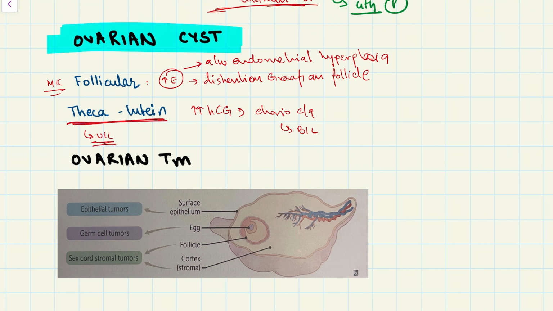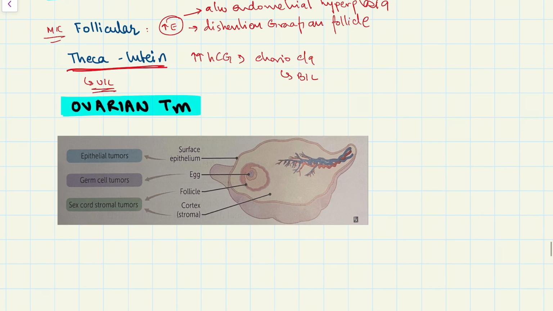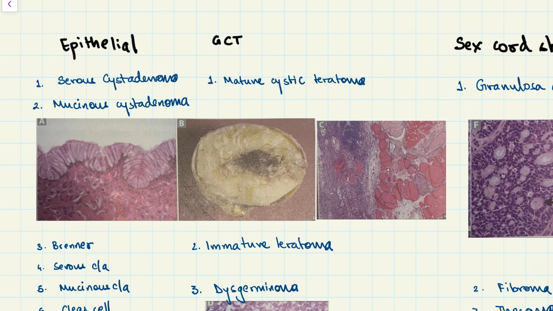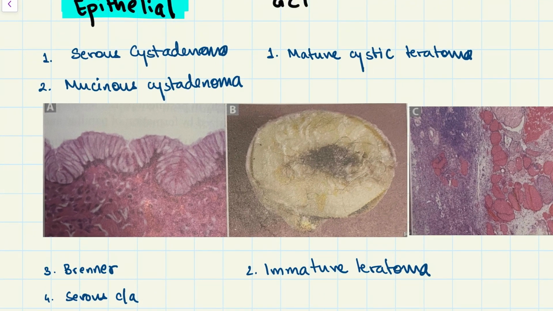Now let us study some ovarian tumors. The ovarian tumors are basically classified into epithelial tumors, germ cell tumors and sex cord tumors. Epithelial tumors are tumors of the surface epithelium, germ cell tumors arise from the egg, and follicle and stroma would cause sex cord and stromal tumors. So let us begin by studying the epithelial tumors. First is a serous cystadenoma. It is benign and it is the most common ovarian tumor.